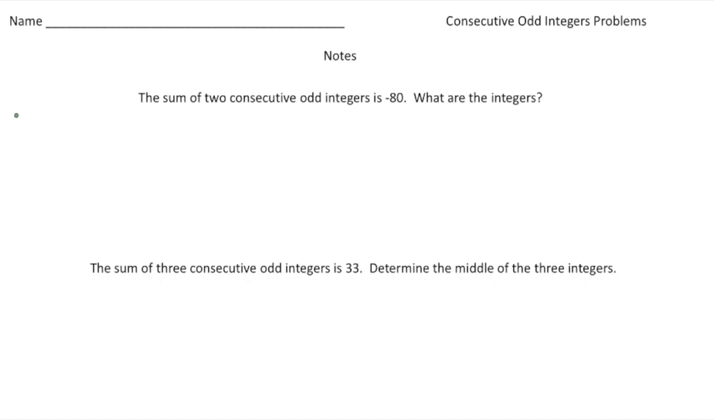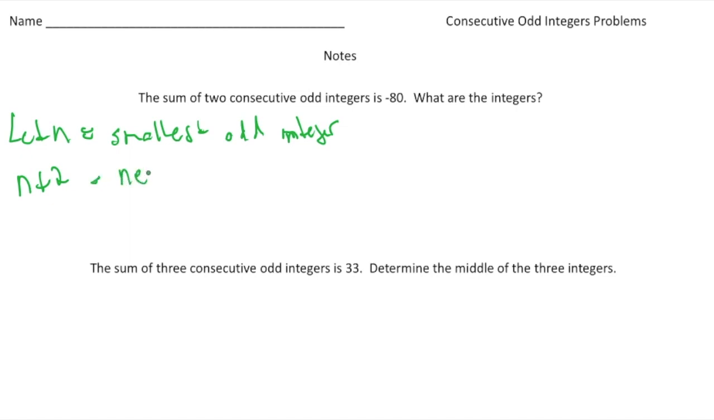So we're going to let n be the smallest odd integer. All right, and now because we don't know what the first one is, we know that the second one is going to be 2 more than that. Because, again, consecutive odds increase by 2. So the second one is going to be n plus 2. That's going to be the next odd integer.